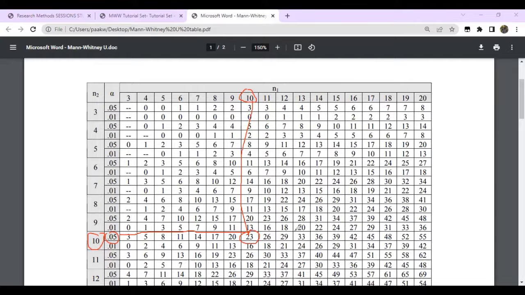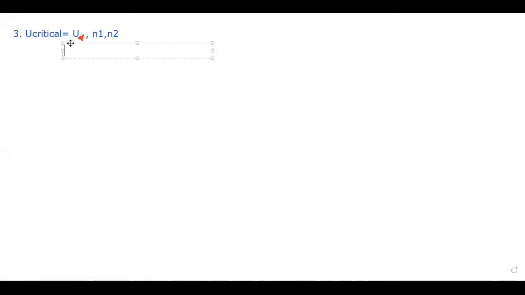Where will they match? Here. 23. So your critical value is what? 23. Okay, so your U crit is 23. Now you calculated first. Always calculate before critical. You calculated it was 16.5. And the U crit is what? 23.